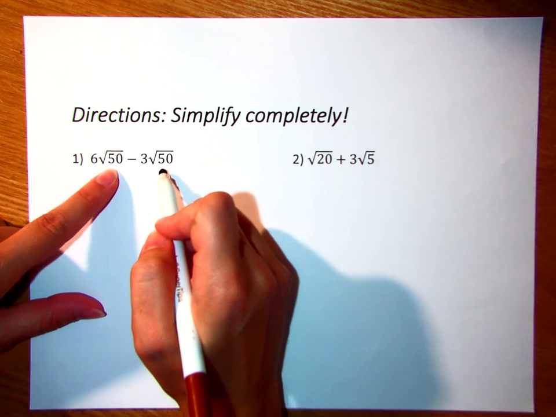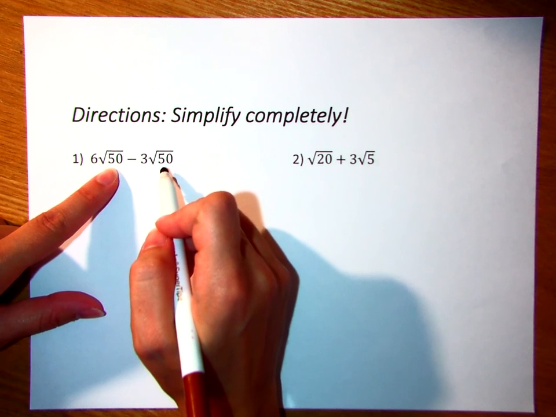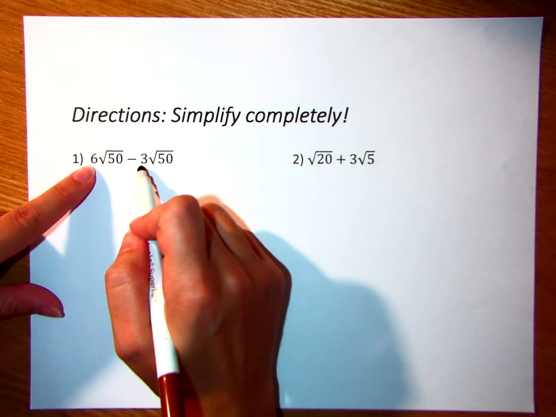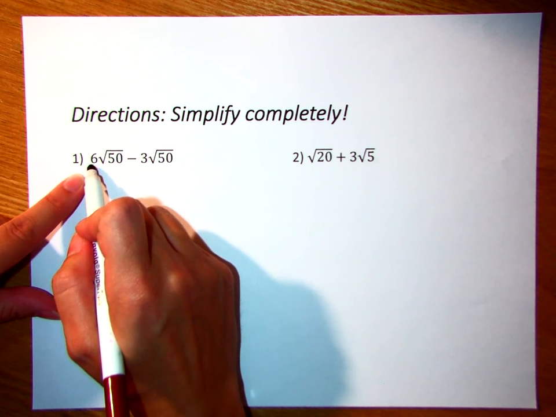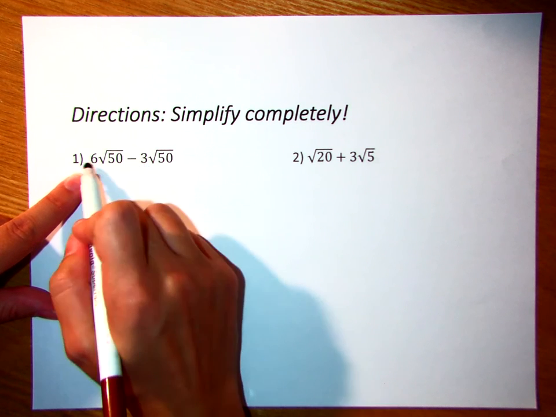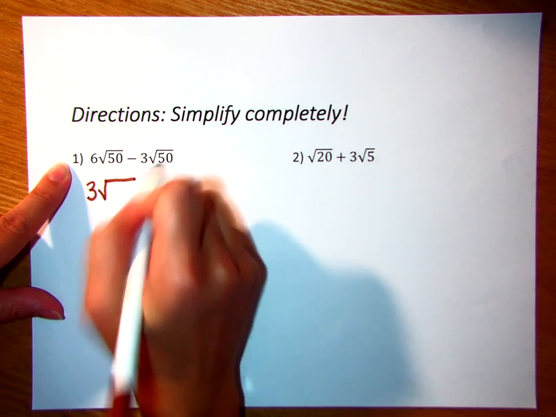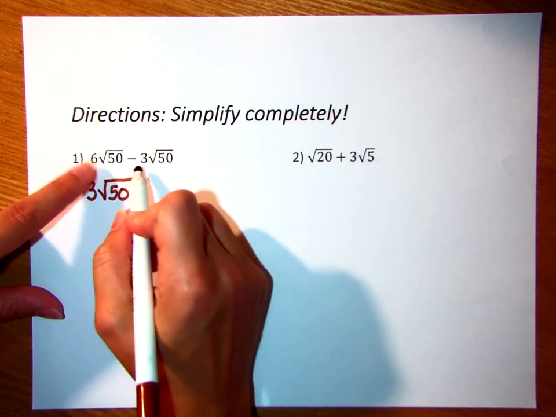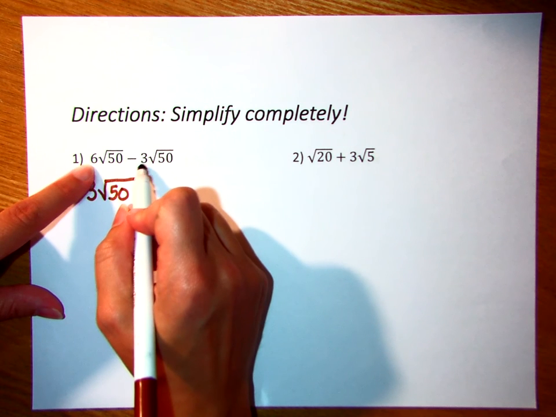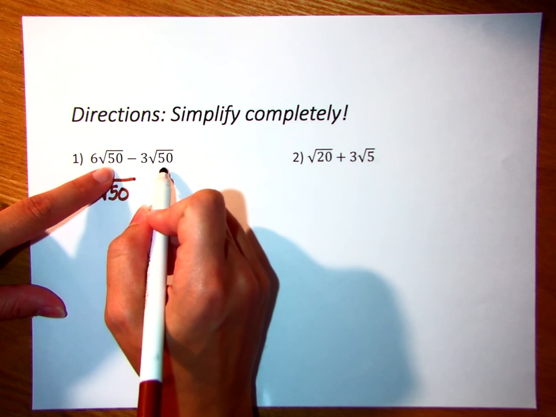Well, we notice here that our radicands are exactly the same, so we can go ahead and combine our coefficients. So it's like saying we have 6 minus 3. 6 minus 3 is 3, and we keep the radicand exactly as is. So you combine the coefficients, but you leave the radicand alone, or the radical alone.